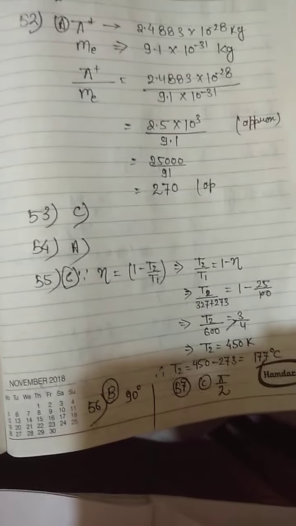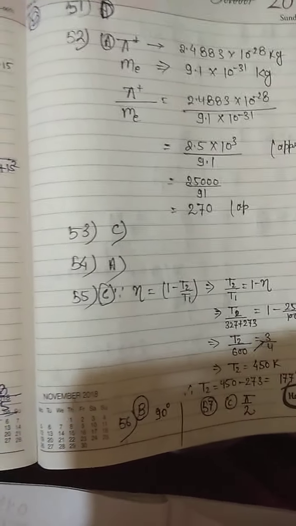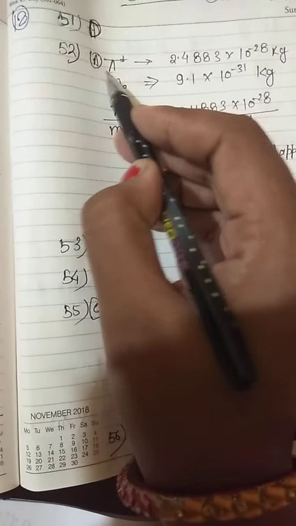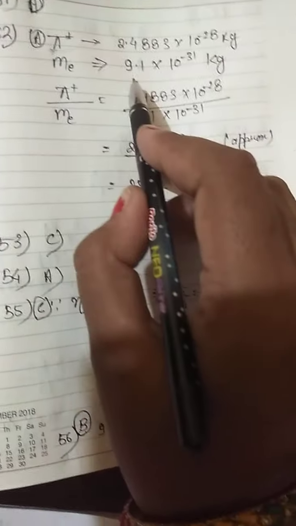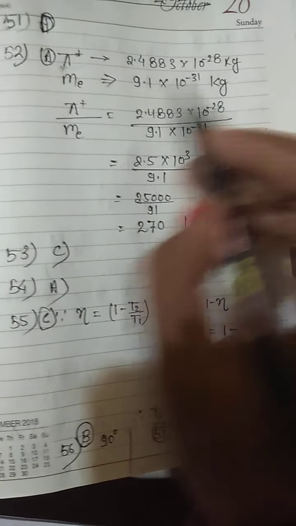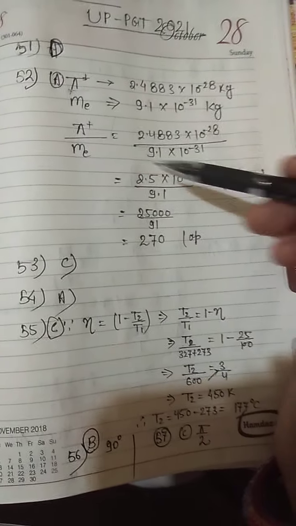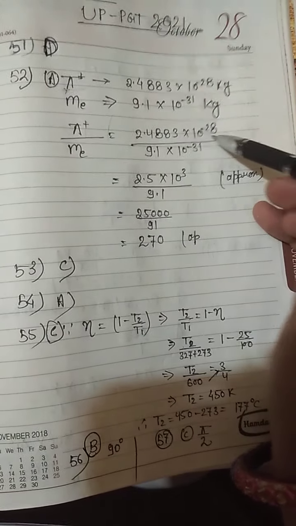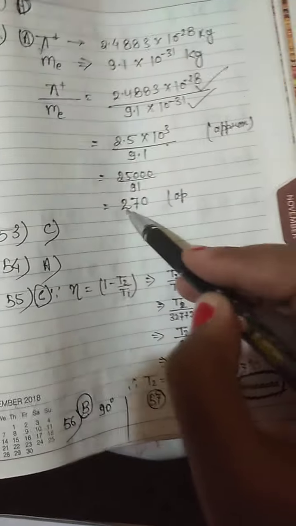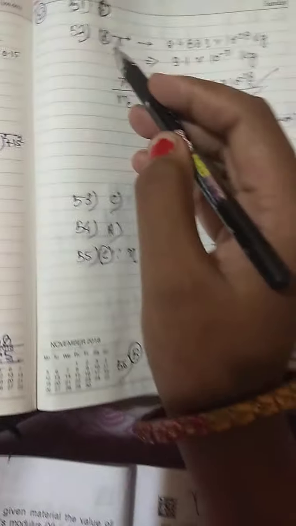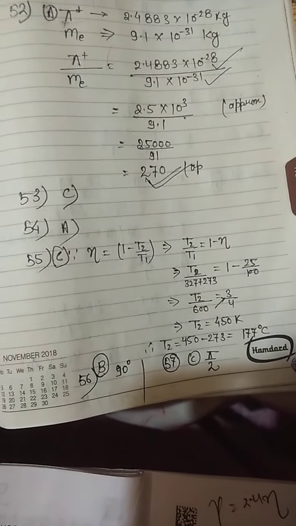Question number 52. The ratio of masses of a pion and an electron is about. So we know mass of pion is 2.4883 into 10 to the power minus 28 kg, and mass of electron is 9.1 into 10 to the power minus 31 kg. For finding the ratio, I am going to divide them. Firstly I have kept the mass of pion, then the mass of electron. By solution we are getting 270. So correct option will be A, 270.